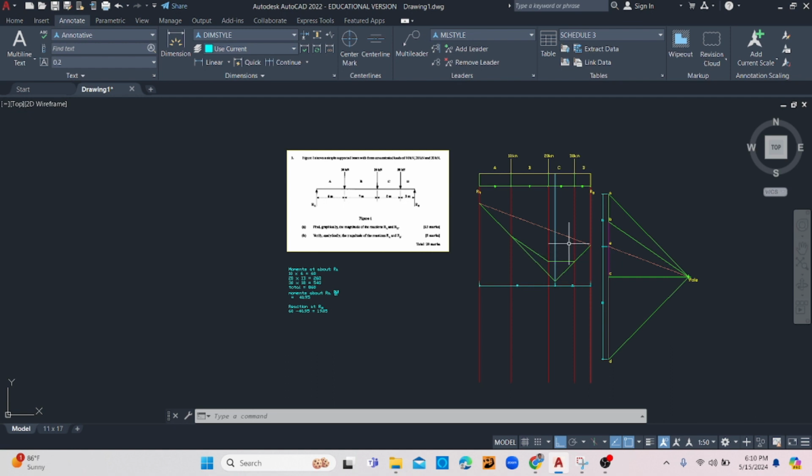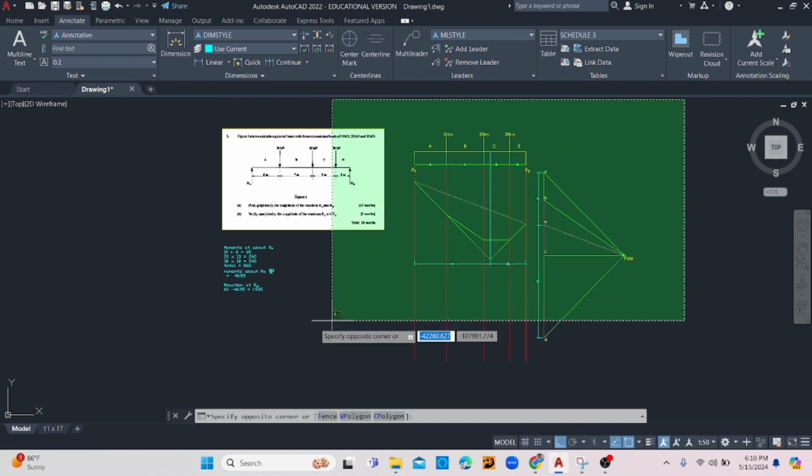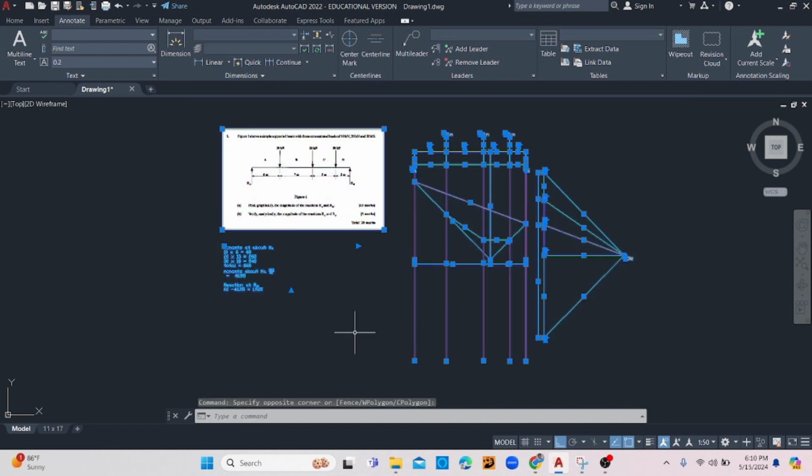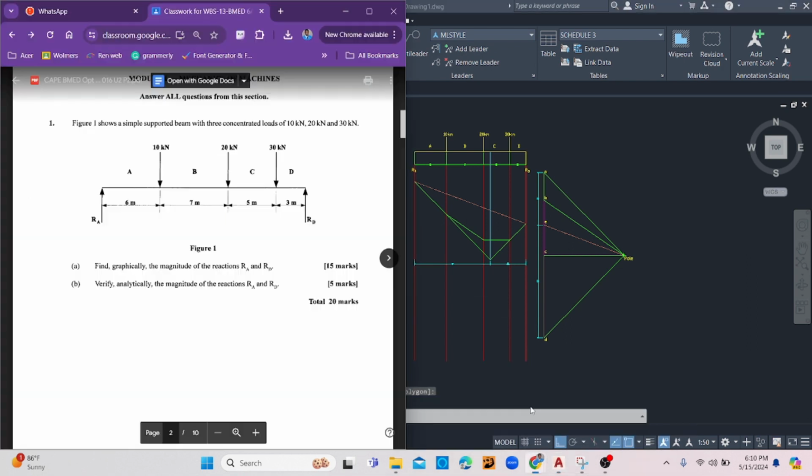Without overcomplicating things, in the exam, if you see anything like this, do this. And you're sure of your marks. Even if you don't put in all the labels and all that, you're sure you're going to be getting at least 18 out of it.